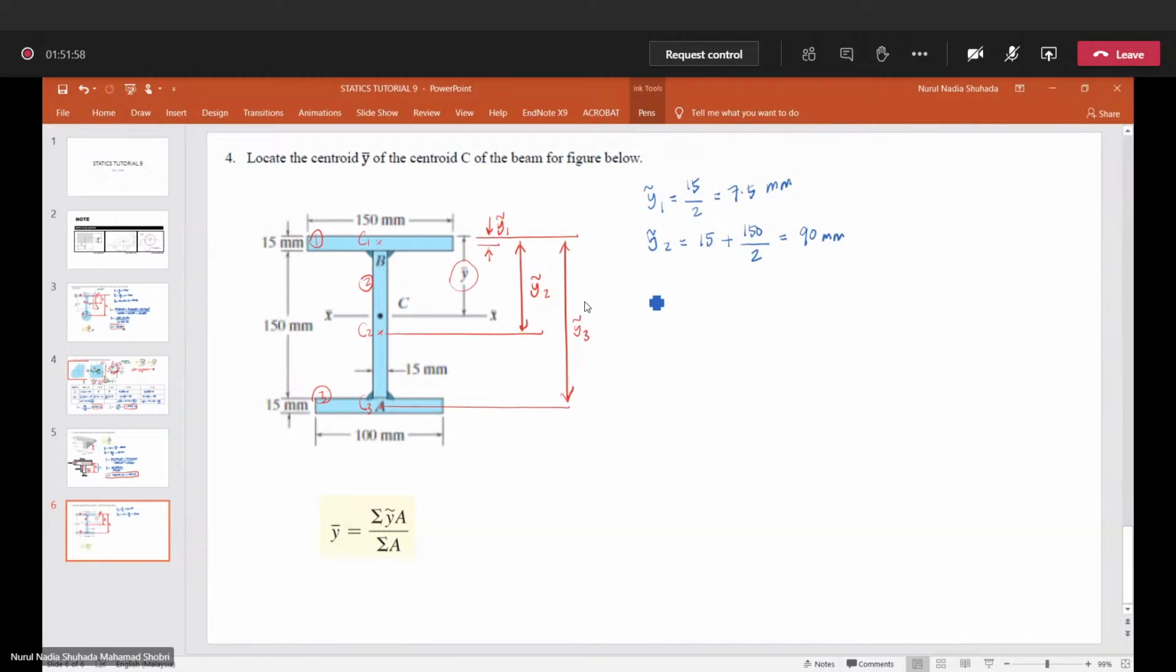And Y3: length of segment 1, 15, plus length of segment 2, 150, and then plus segment 3 length divided by 2, and you would get 172.5 mm. So we already know the value of Y for each geometry, so now we can directly calculate the value of the centroid y of the beam.